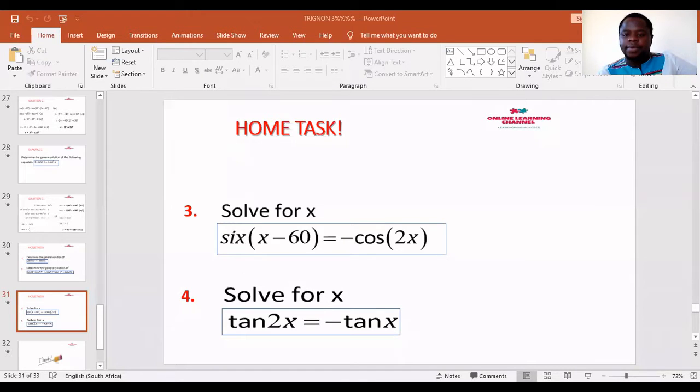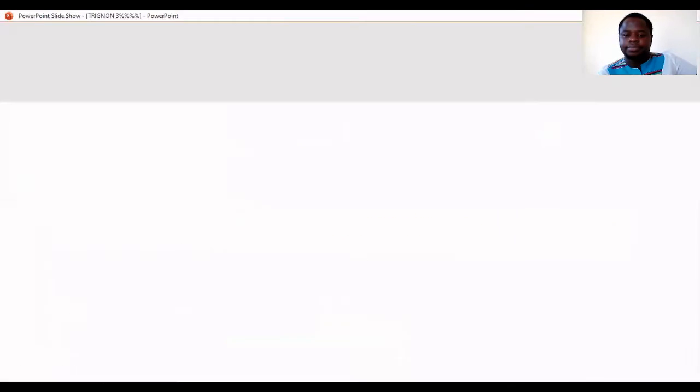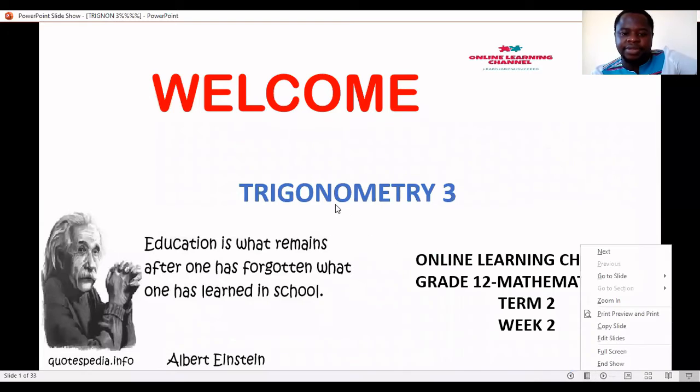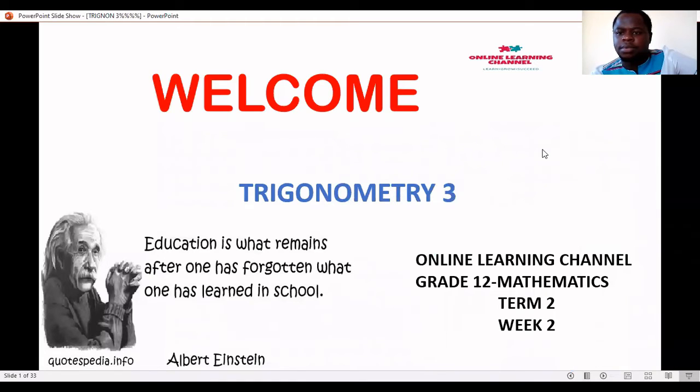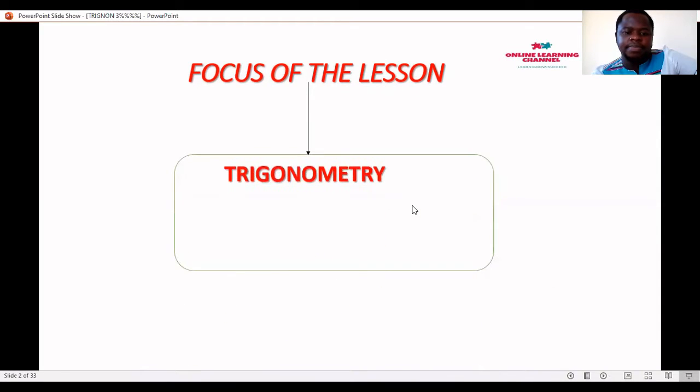Guys, welcome back again. So now we're wrapping up with trigonometry part 3. Now we're doing trigonometry 3. The focus of the lesson will be the general solutions.